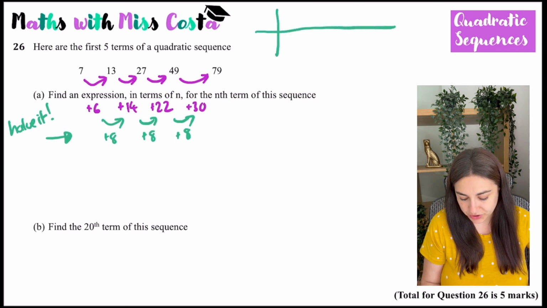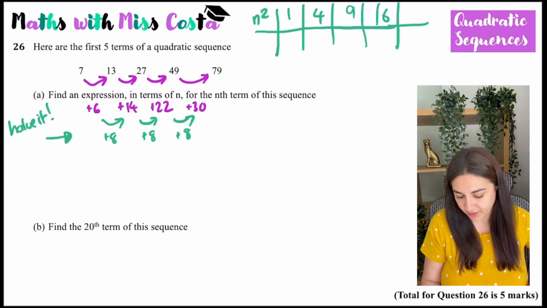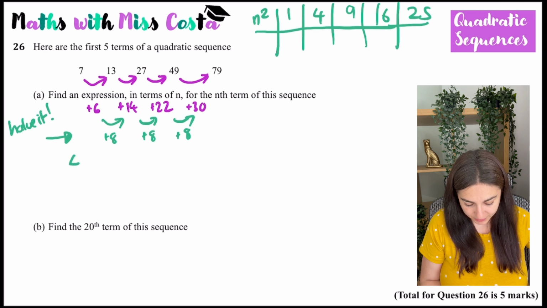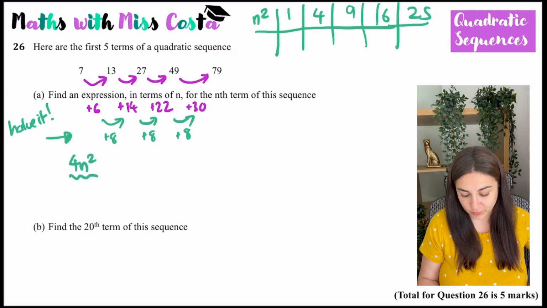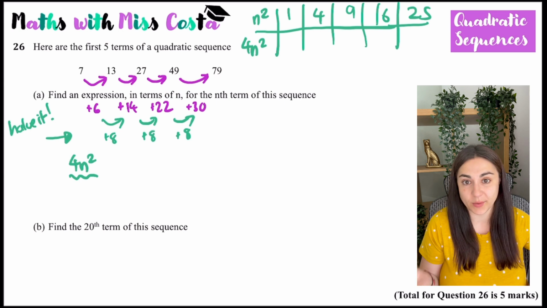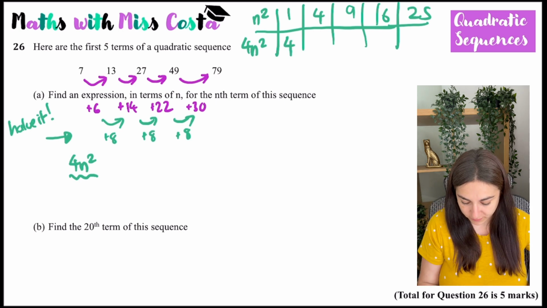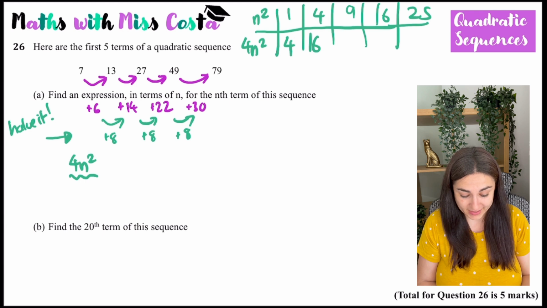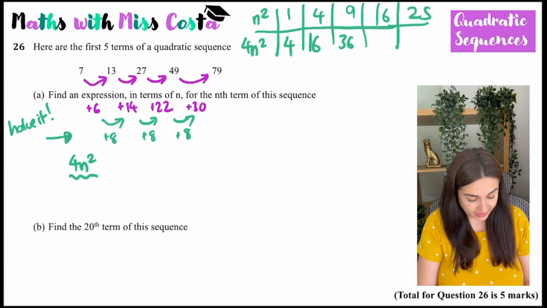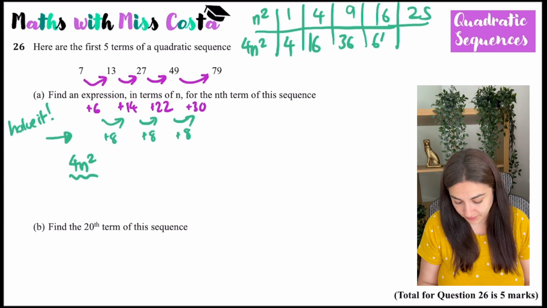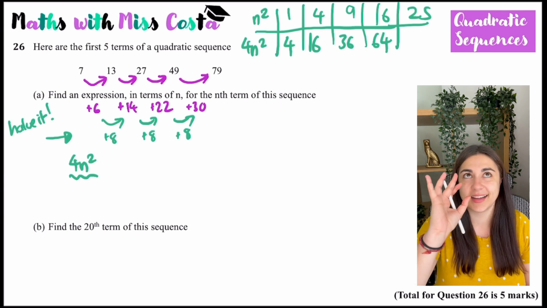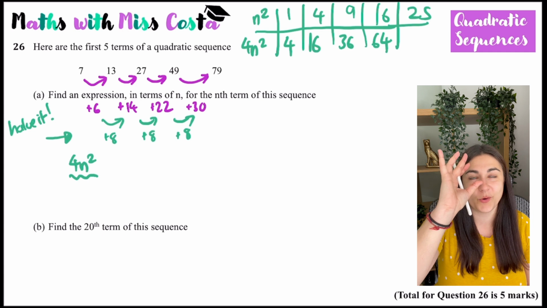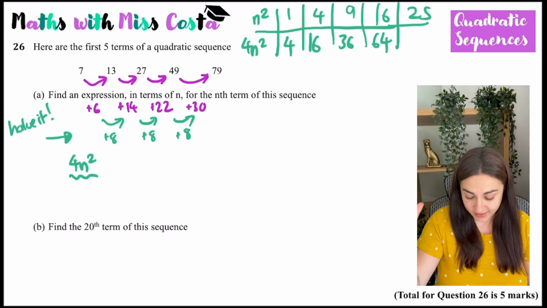So it might be useful to just remind yourself of what the square numbers are. So it's 1, 4, 9, 16, 25. So this sequence is going up in the 4n squared times tables. So it's just helpful to just write it out. So if n squared is 1, 4n squared would be 4. 4 times 4 is 16. 9 times 4, it's really flagging. 9 times 4 is 36. 16 times 4 is 64. So this is the quadratic sequence it's going up in.